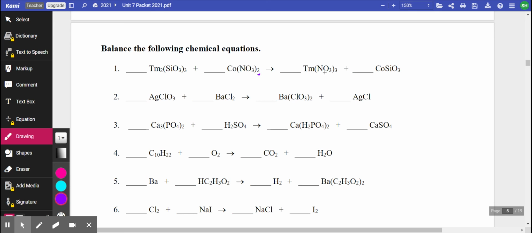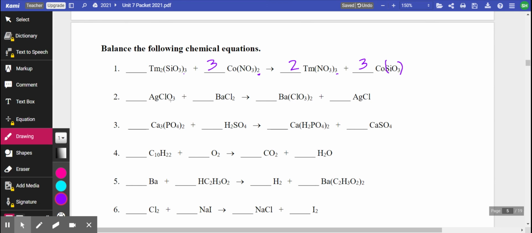This nitrate, I see 2 here and 3 here. So that's an easy one to start with. I can put a 3 here and a 2 here. And then I see 3 silicates here, and there's only 1 here. If you wanted to, you could put it in parentheses like that. Okay, so I'll go ahead and put a 3 here, and you'll notice that my individual elements, the technetium, so 2 and 2, and the cobalt's 3 and 3. So it's done. All right, let's try number 2, and then we'll find us a combustion reaction to try together.